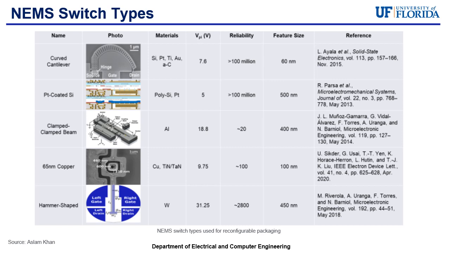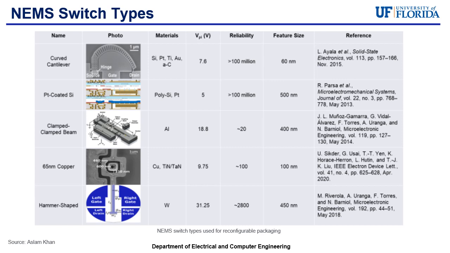Nanoelectromechanical systems, NEMS switches, come in different types, each with unique characteristics. The following NEMS switch types are the ones that are currently being researched to be used for reconfigurable packaging. The curved cantilever switch is a thin, flexible beam that bends to control current flow and is typically made up of silicon, platinum, titanium, and gold.